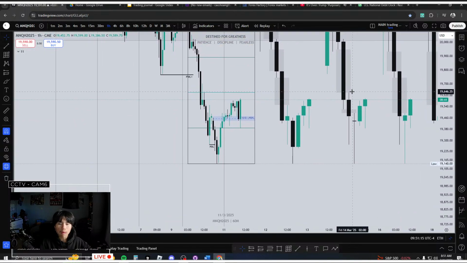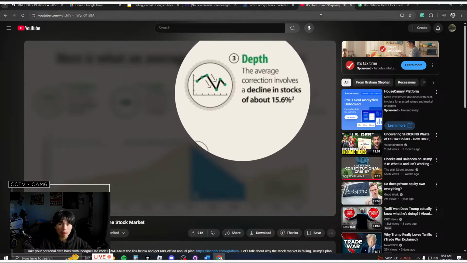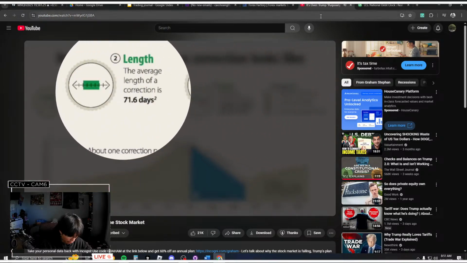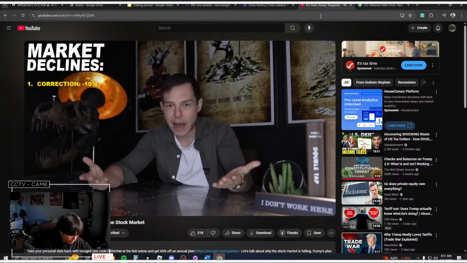In fact, if you're like me and you like averages, so far the average stock market correction has been 15.6% and lasts for 71.6 days. So it's perfectly normal, and every healthy market sees a regular pullback from time to time.